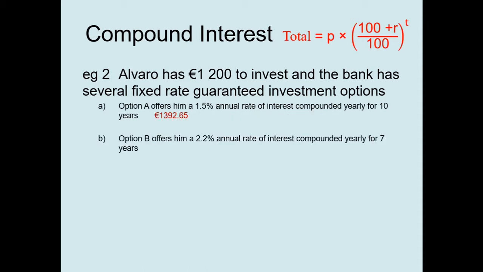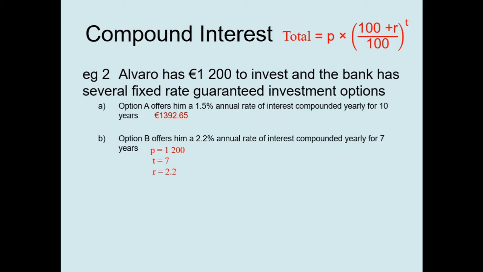Option B offers a 2.2% annual rate of interest compounded yearly for 7 years. So again, setting up our variables, we know that the principal is the 1,200. That's what Alvaro has to invest. The time, in this case, the bank is offering this deal for 7 years, and the rate that they're offering is 2.2%. Again, this is compound interest.